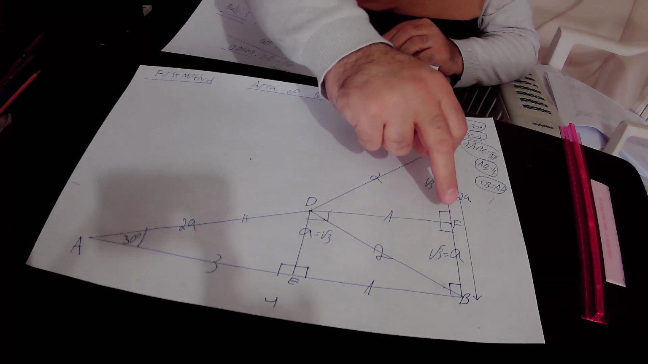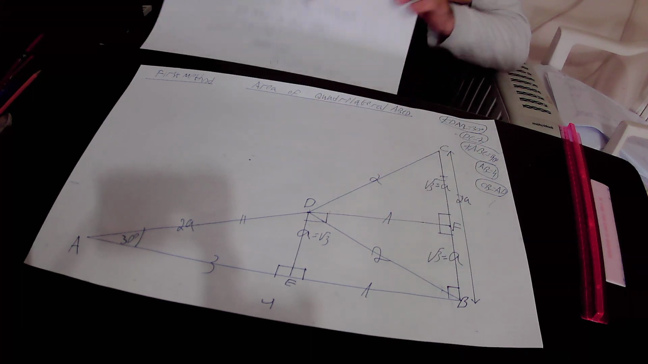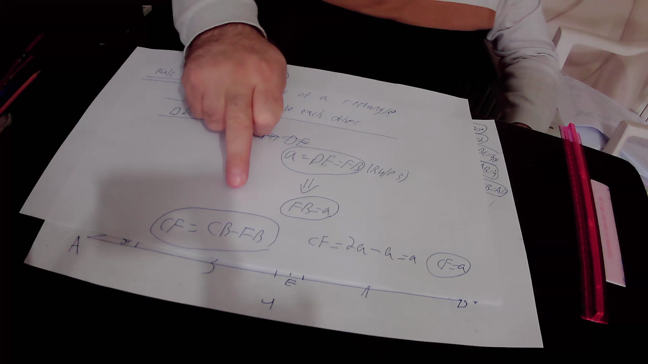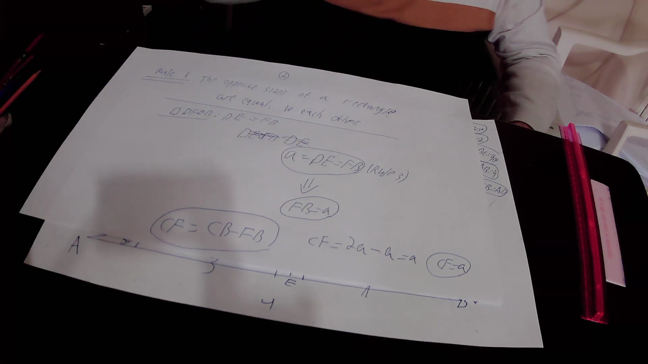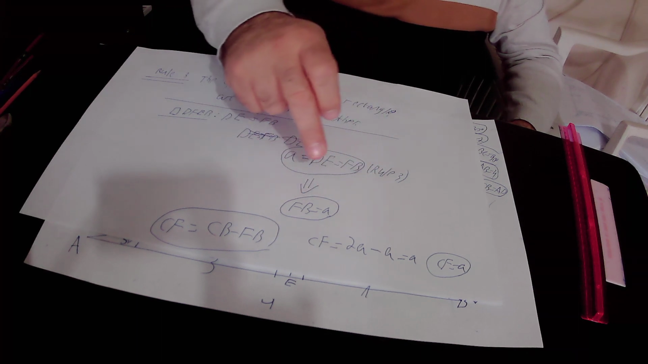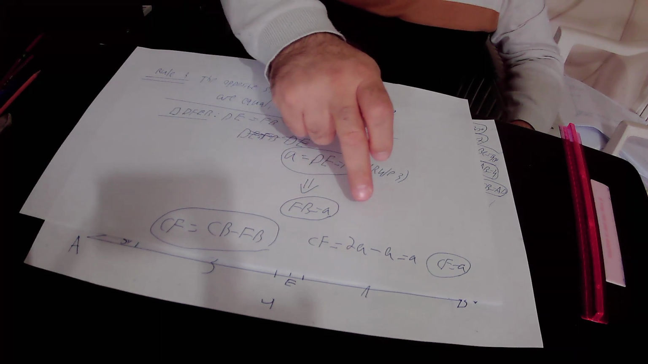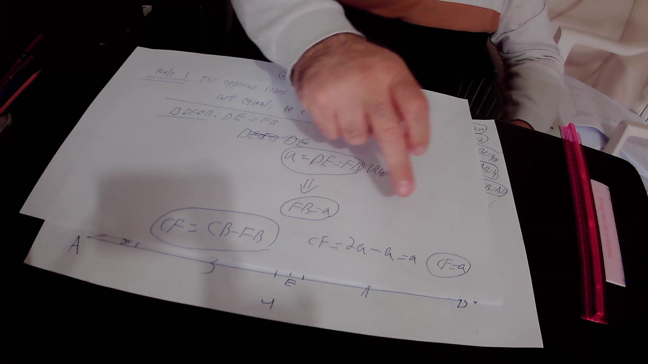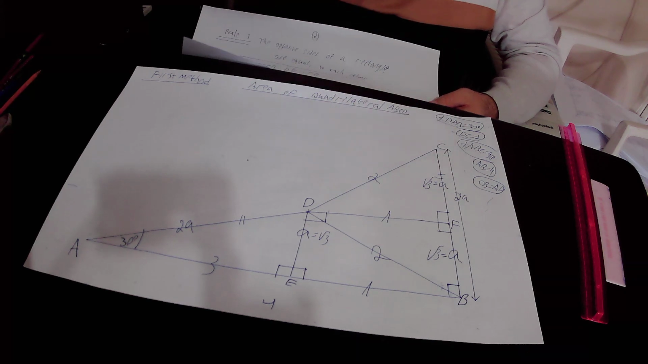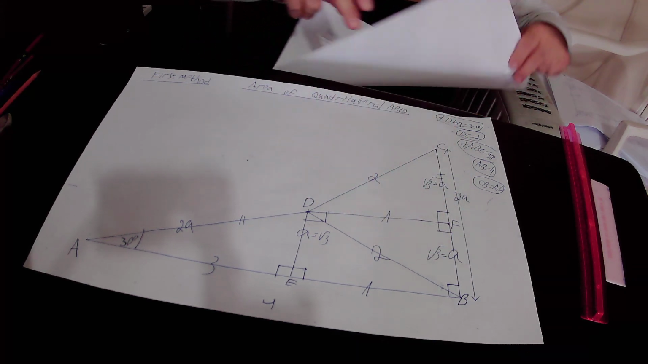What is the value of CF? CF equals CB minus FB. So CF equals CB, that is 2A, minus FB, that is A. So CF equals 2A minus A. 2A minus A is A. So we found out that CF equals A. Then we join together points D and B by a straight line.